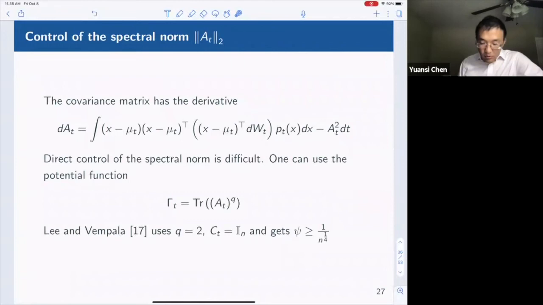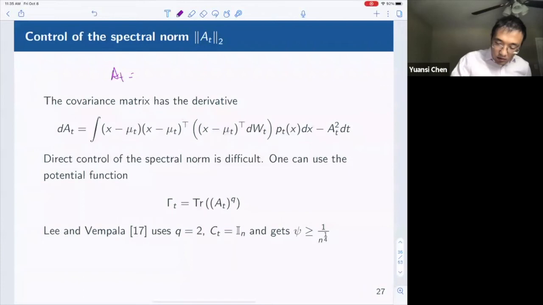We'll briefly discuss the main idea. This kind of observation has been observed in Eldan 2013 already, and also observed a lot in the Lee and Vempala 2017 paper, but the technical part will be different and our contribution is mainly on the technical part. So I have to explain a little bit how we are doing things differently from a technical perspective. So you have this spectral norm of A, it is the integral of (x minus mu t)(x minus mu t) transpose ptx dx. This is just the covariance matrix at time t.